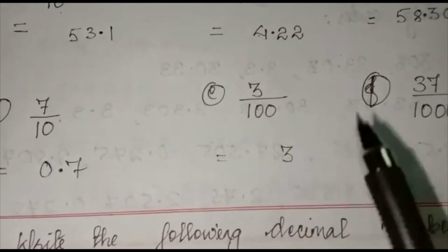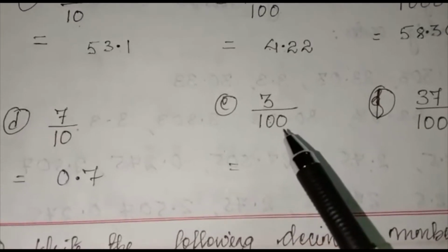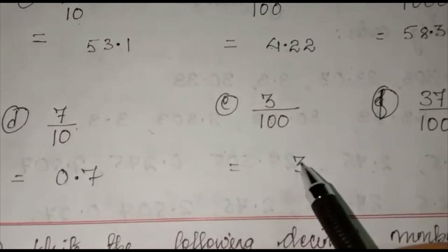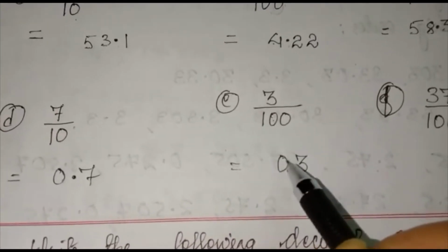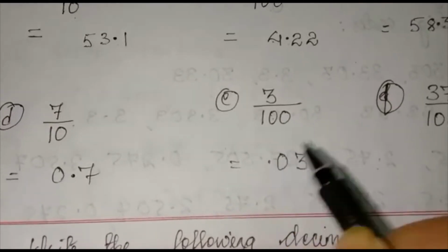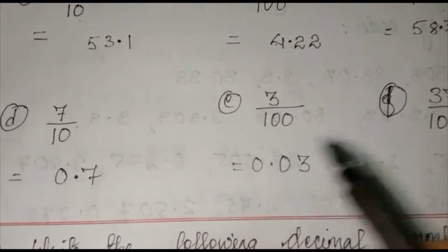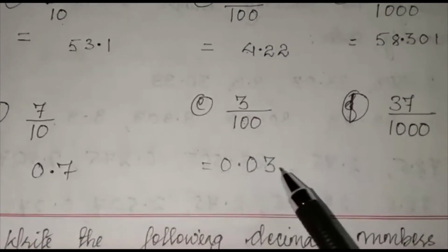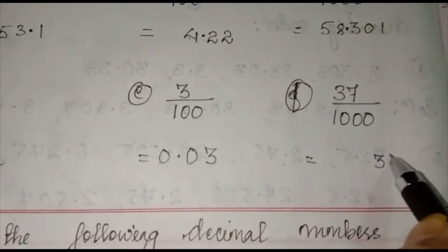Now here we have 100 in the denominator. We have two zeros, so you have to give the point in front of two numbers. Now we don't have another number, here you have to add 0. Not at the back, you have to add 0 in front. Point. In front of the decimal give one more 0. So this is 0.03.